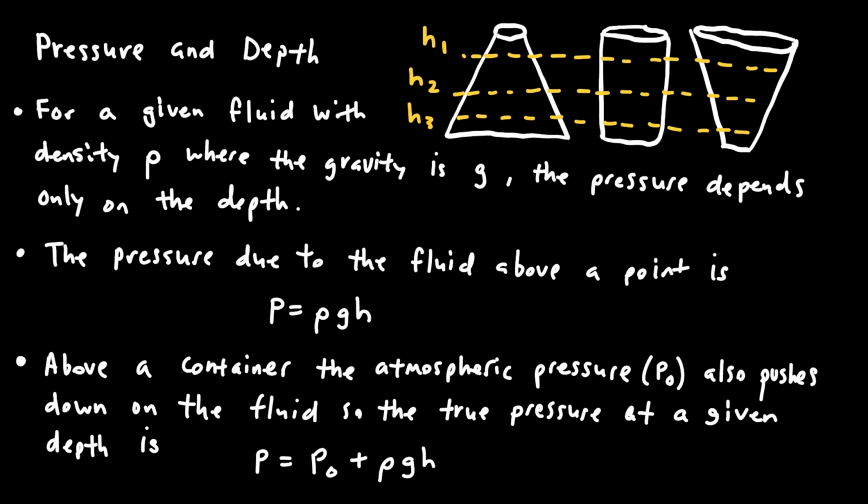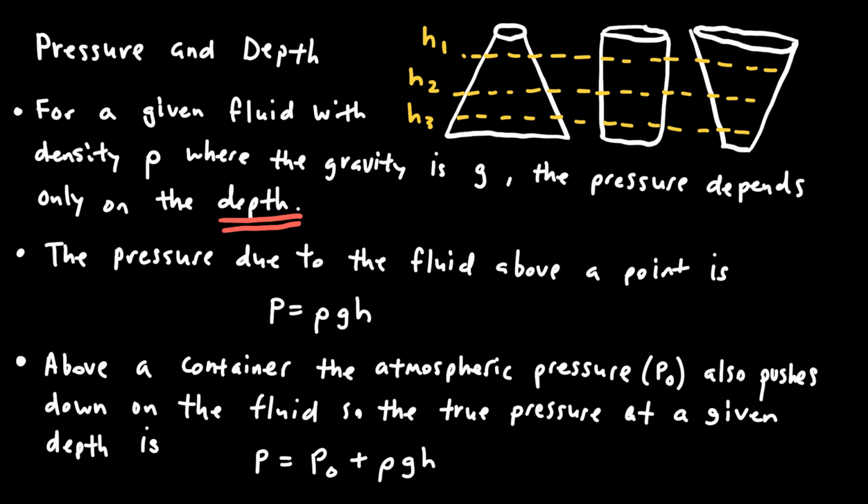As we studied pressure, and we looked at the pressure at different points in a fluid, we found that for a fluid with a given density, so all fluids of the same type will have the same density, in a place where the gravity is equal to g, the pressure depends only on the depth. So pressure and depth, there's a relationship there.